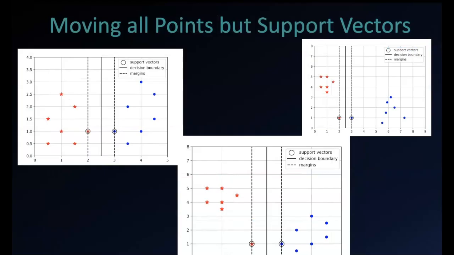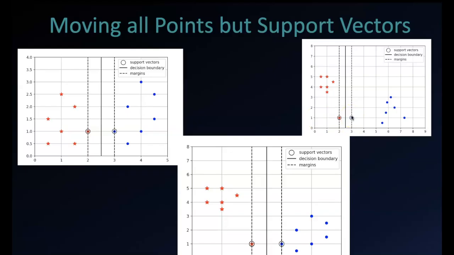If I were to move all the points but the 2 points that are currently my support vectors, it would not actually change the decision boundary. I tried down here moving all my red points, and it left the decision boundary the same, and those margins are the same. Same over here. If you look, I'm actually still having the 2 points that are 2, 1 and 3, 1. Those are still our support vectors.